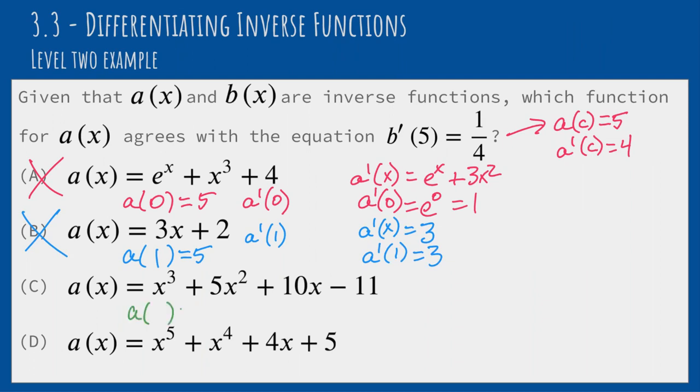Next one, a of something is 5. This one's a little bit trickier. 0 doesn't work. Usually in a problem like this, they're going to give us something pretty easy. So let's try 1. If we put 1 in, we have 1 plus 5 plus 10, which is 16, minus 11 is 5.